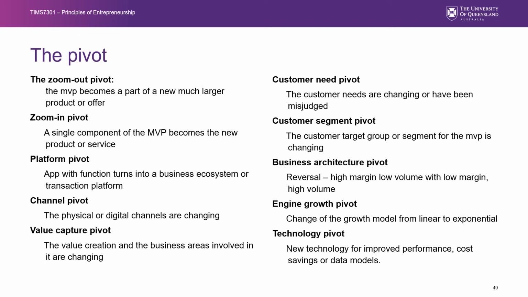A customer need pivot. The customer needs are changing or you have misjudged them. Customer segment pivot. The customer target group or segment for the MVP is changing. Business architecture pivot. It's a reversal, high to low margin or with low volume, or low margin to high volume. An engine growth pivot, so the change of the growth model from linear to exponential. Or a technology pivot, new technology for improved performance, cost savings, or data models.